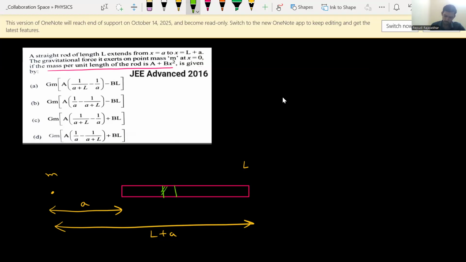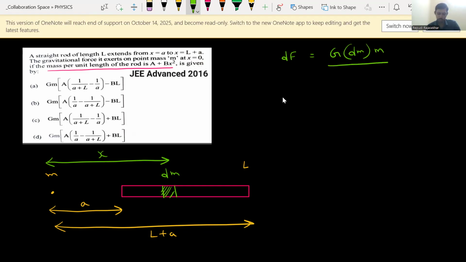Now what I will do is, for integration purposes, since it is a linear object, I will take a small element here. This small element's mass is dm. The distance between the point size particle and the elemental mass is x. Now you just find out the small force. What is the small force acting between the given point size particle and small m? So here df can be written as G into dm into the point particle mass m divided by the distance between these two, which I have taken as x, so x square.